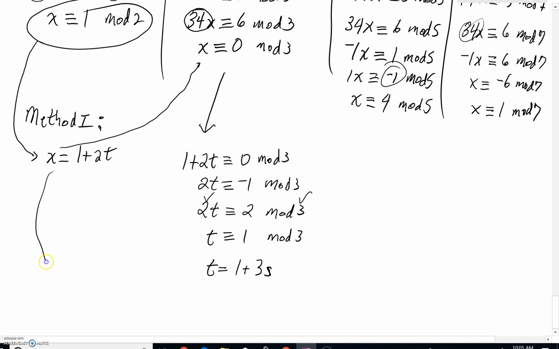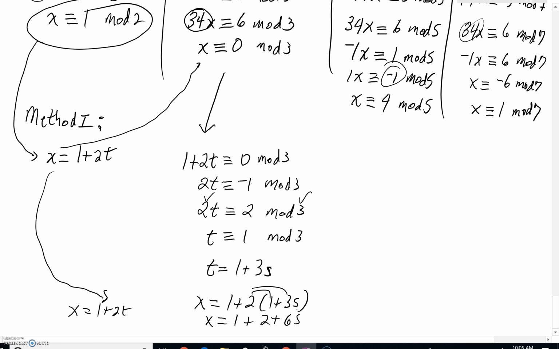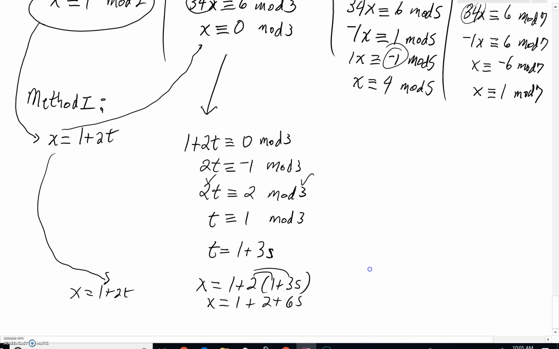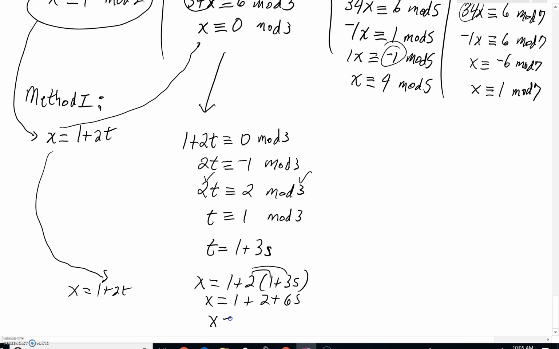But let's bring this back down. If x was equal to 1 plus 2t, then x would be 1 plus 2 times (1 plus 3s). And if we distribute a 2 in there, let's see, we get 2 plus 6s. Only takes you a moment to see that x is equal to 3 plus 6s. So why are you doing that?